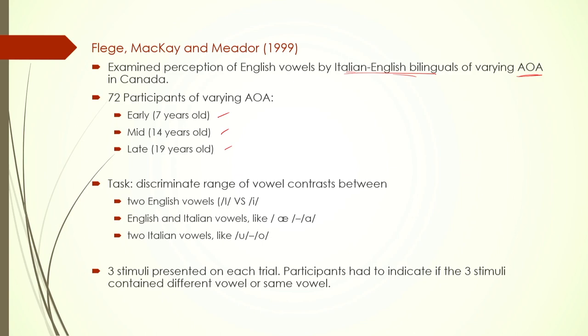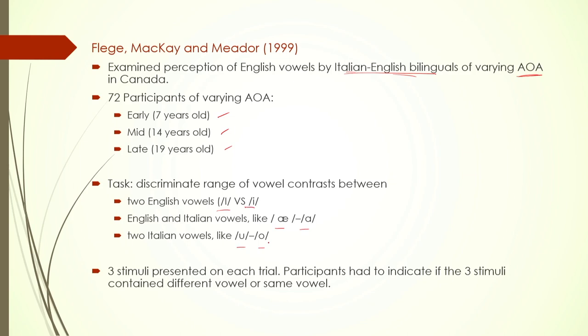So, that is why they have three different categories. The task was to discriminate a range of vowels. They had three kinds of contrast: two English vowels; similarly, English and Italian vowels; and two Italian vowels.